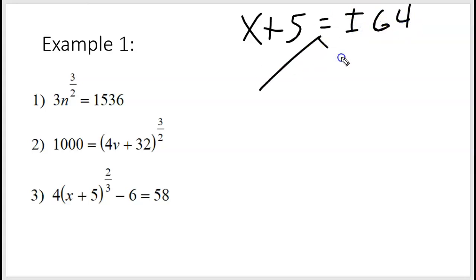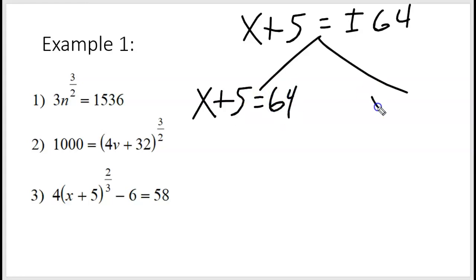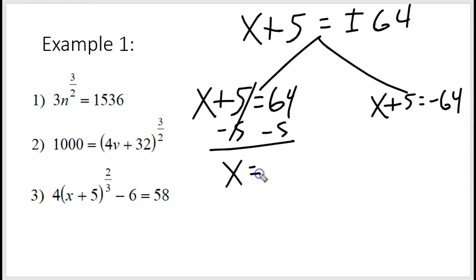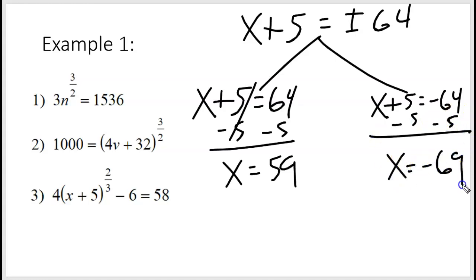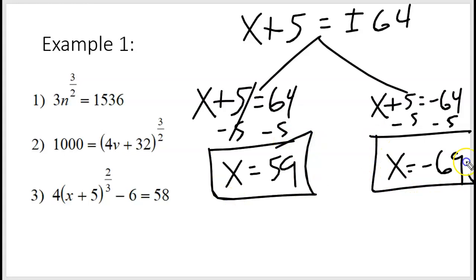So that means that x plus 5 is equal to 64, but it's also equal to negative 64. Okay, so we're going to minus 5 on both sides. That one, I'm going to get 59 here. And then if I minus 5 on both sides here, I'm going to get negative 69. So this one we get 2 different answers.